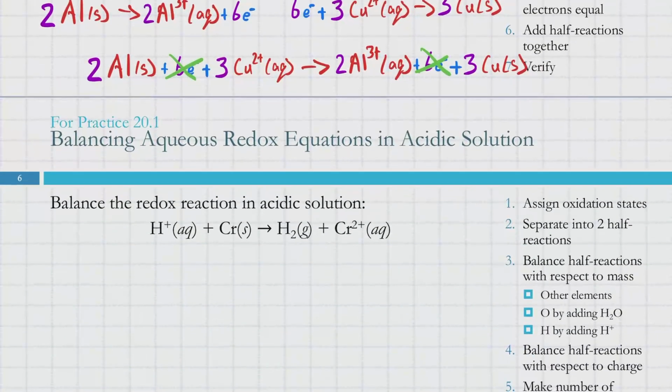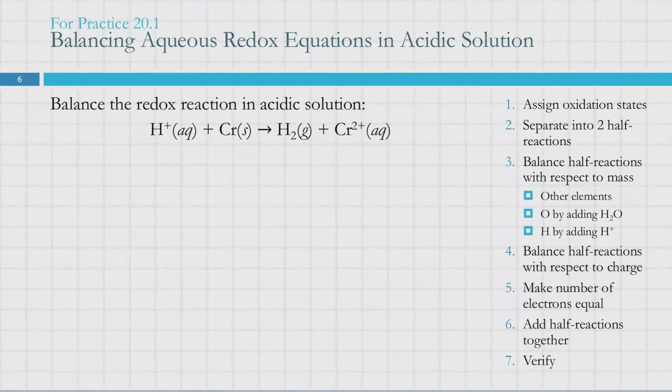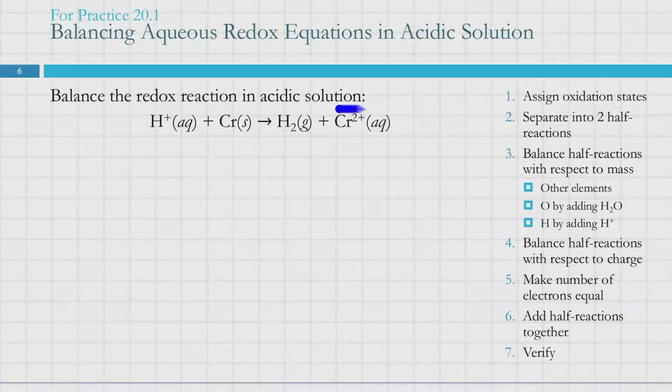All right, one with a little bit more to do maybe. Balance the redox reaction in acidic solution, which is the one that we know how to do. So we need to start off by assigning oxidation states. So go ahead and assign oxidation states for our 4 chemicals, and then separate them into their 2 half reactions. All right, first step, assign oxidation states. We've got things that are by themselves. Those things are chromium and hydrogen. So those both get numbers of 0.